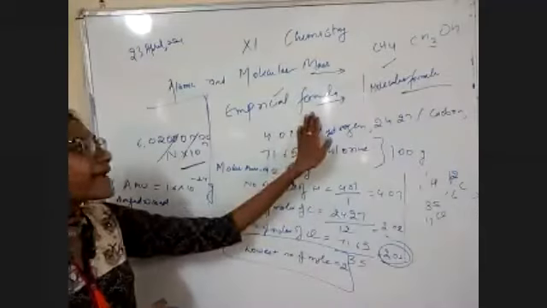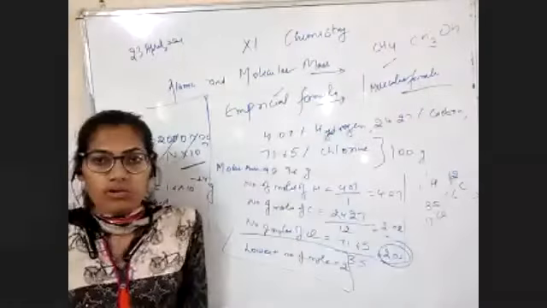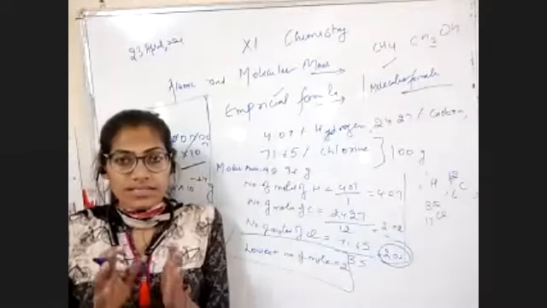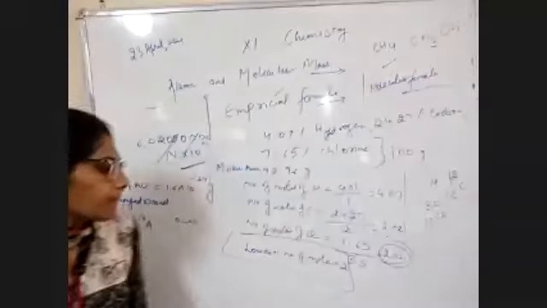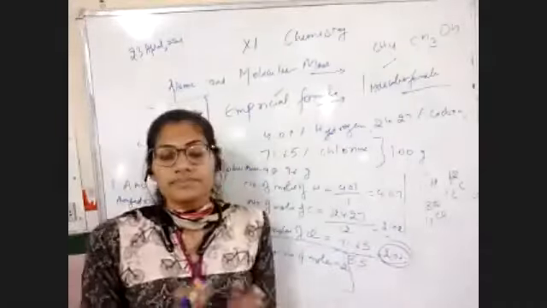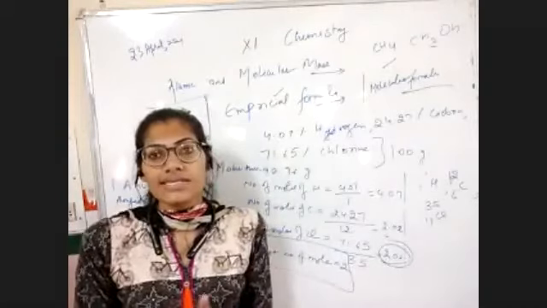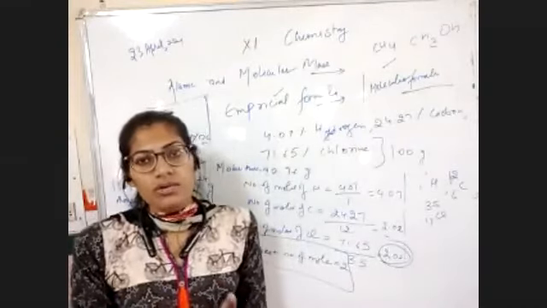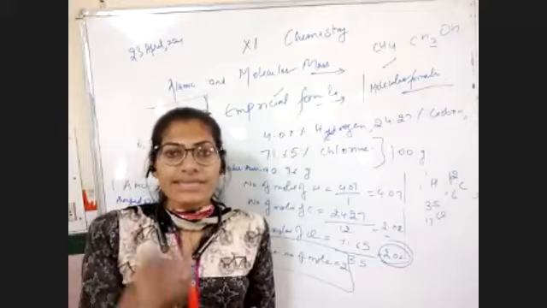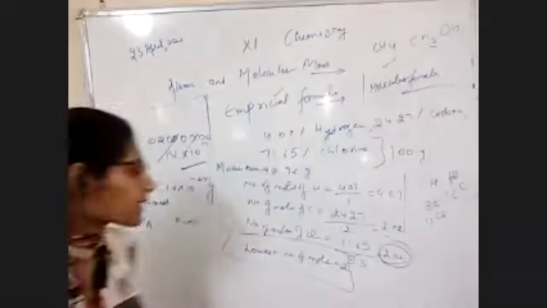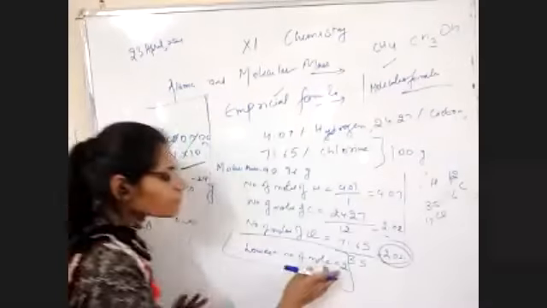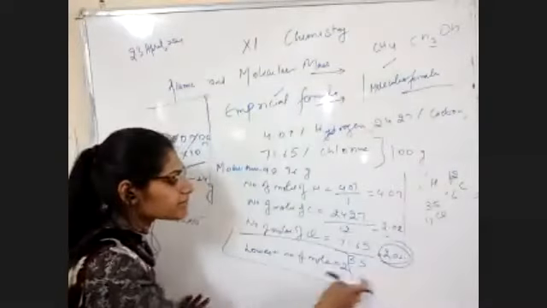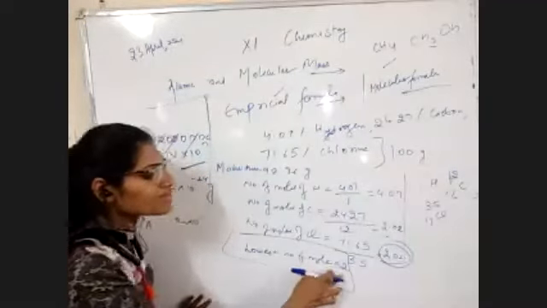Now for calculating the empirical formula, I have already told you that it just tells us about a whole-number ratio, in which particular ratio our atoms are present in that particular molecule. So what would we do? We would divide all these 3 numbers by the lowest number of moles, that is 2.